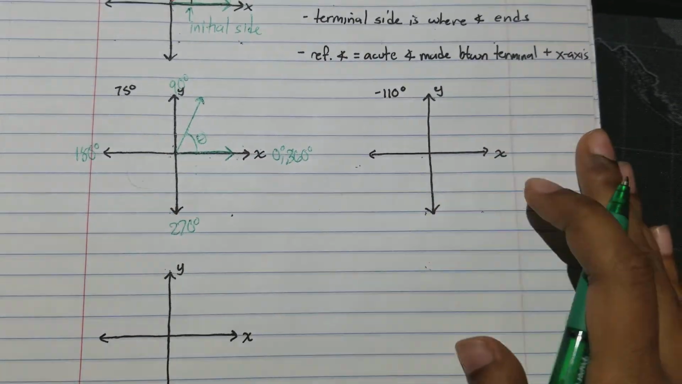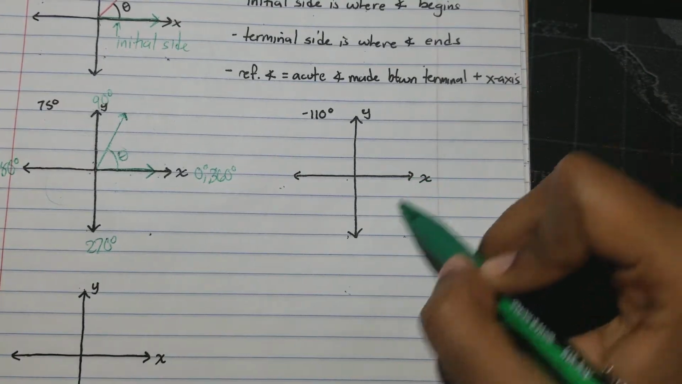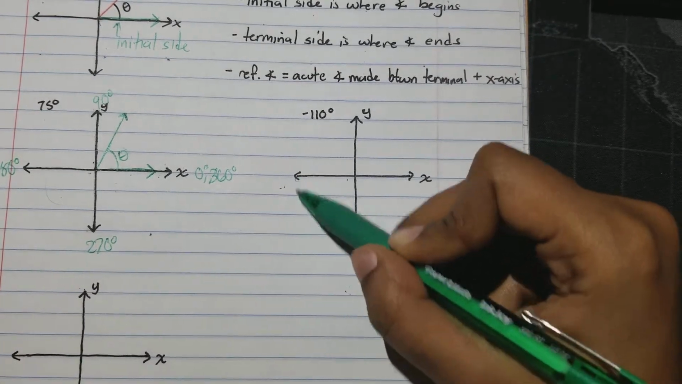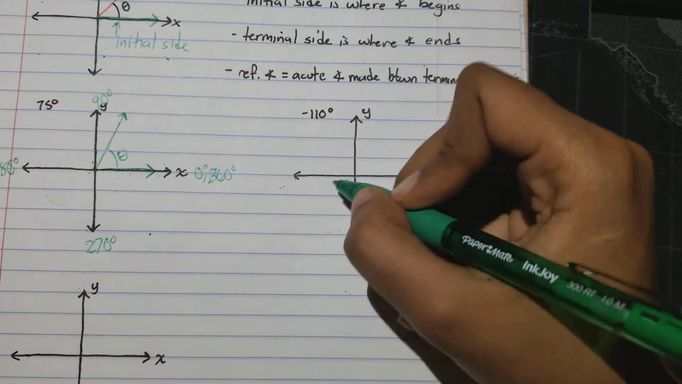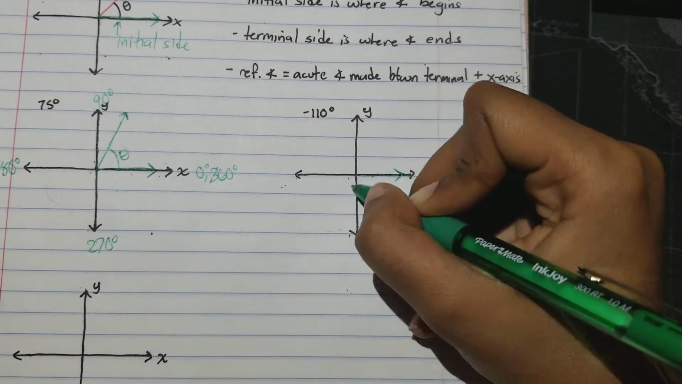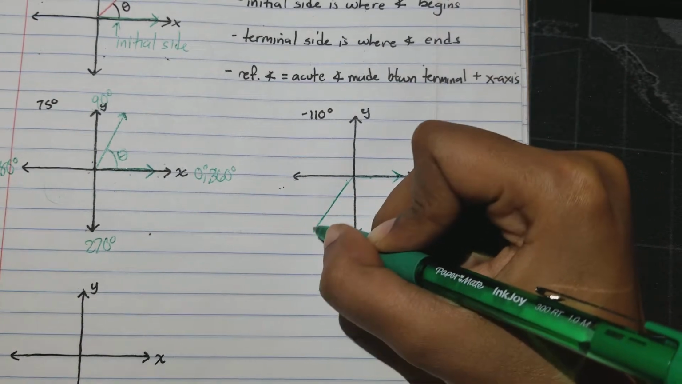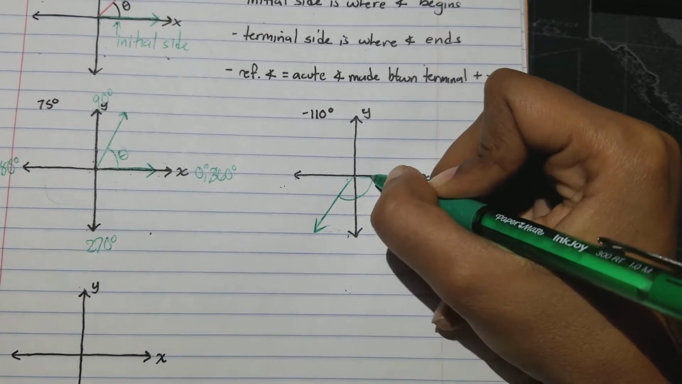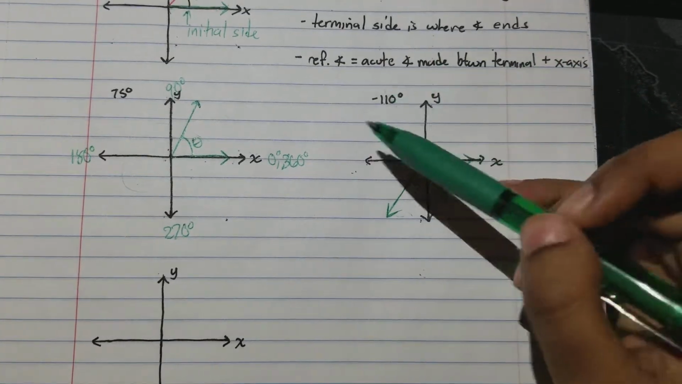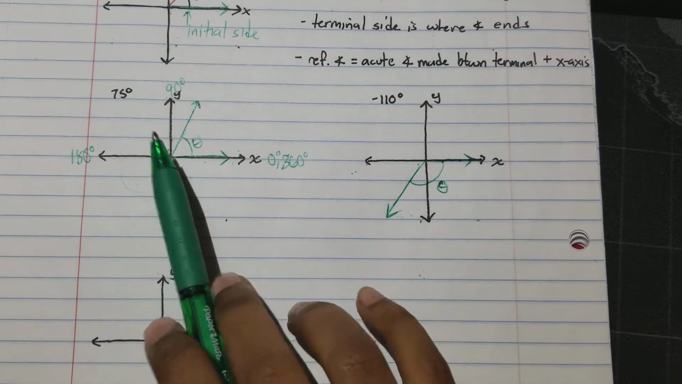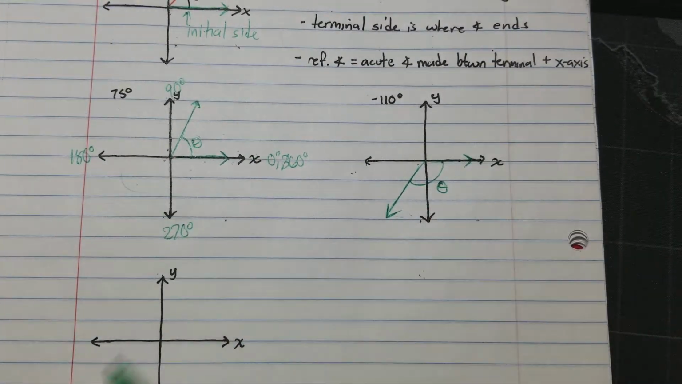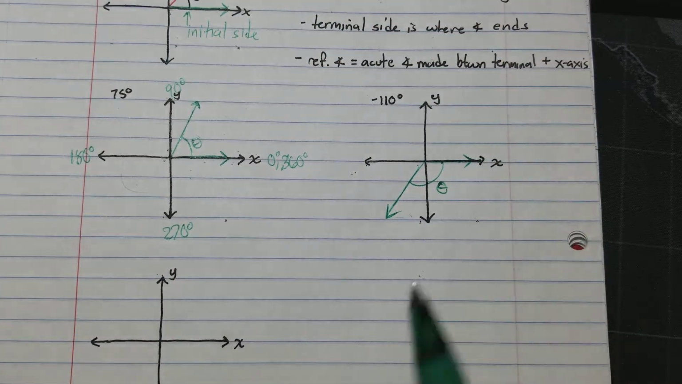Okay, let's do negative 110. Because we're going clockwise this time, from here to here it's 90, from here to here it's 180. That means negative 110 should be in this general area. So I'm just going to start off with my initial side and end somewhere here. Since this is a sketch, it doesn't have to be too accurate, but you just want to know where your angles begin and end. Okay, so here we have how to draw the basic angles if we're told which degrees to draw. Now let's go to coterminal angles.